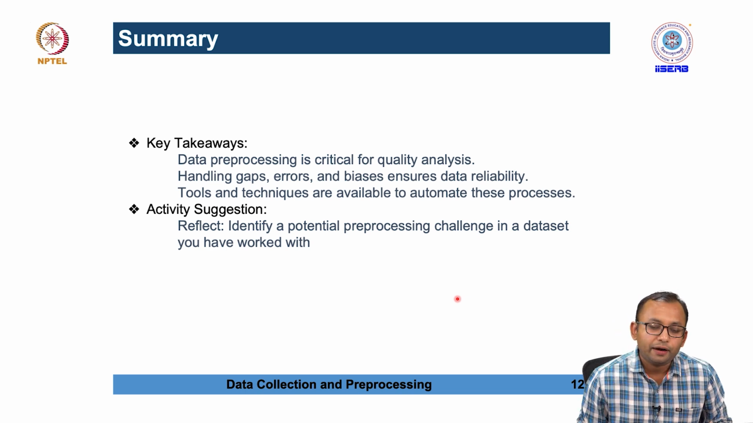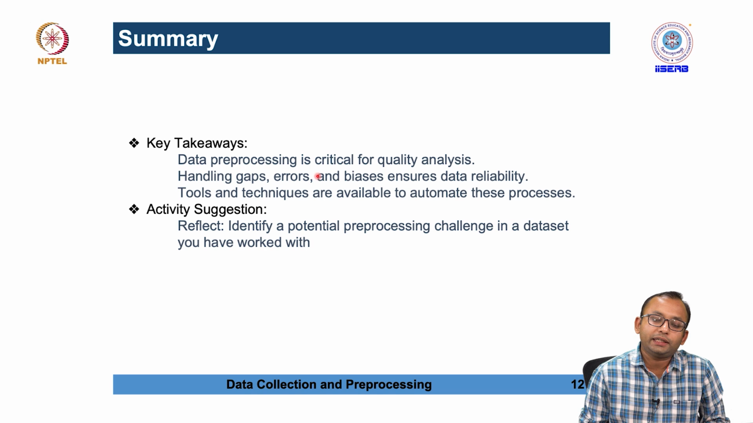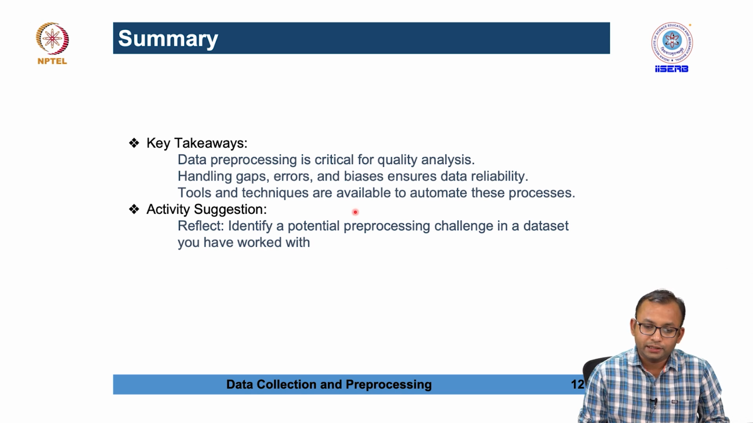So, in this lecture we have primarily talked about what exactly data pre-processing is, and why it is very critical for quality analysis in climate change analysis. We have also discussed how to handle the gaps, errors and biases to ensure data reliability. Then we have also discussed very briefly the tools and techniques which are available to automate these processes, let us say if you have a large data set of different climatic variables. So, this is what we have covered in this lecture.